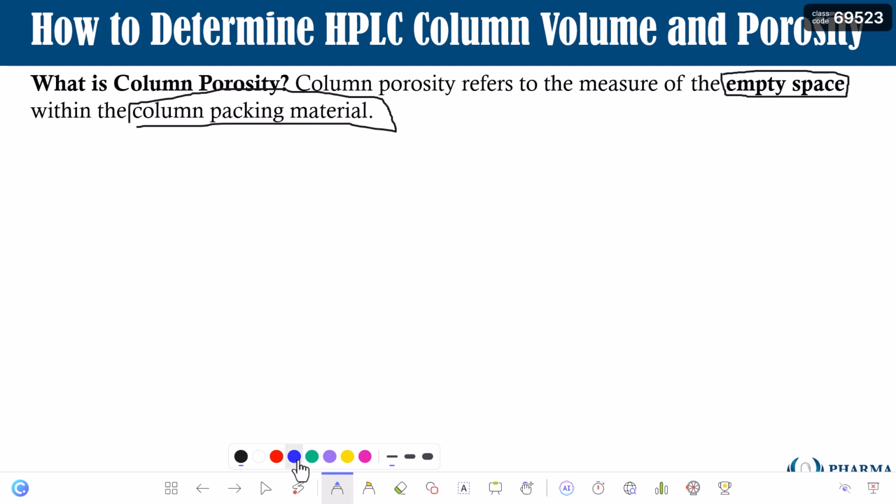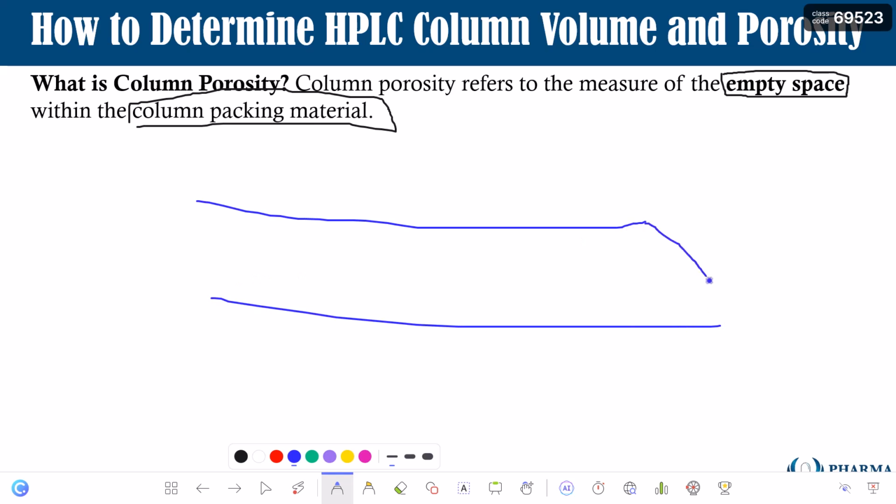Suppose you have this column in place now. This is the column, for example. I'm so sorry for this bad structure. But in this column, though the column has the packing material, I mean, your stationary phase, do you think that 100% of the volume will get occupied by the stationary phase? Absolutely no. There is going to be empty space available. Here is small empty space, here is small empty space. And we'll talk about how one can determine this empty space or the column porosity.